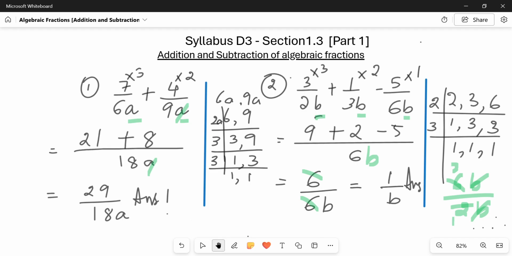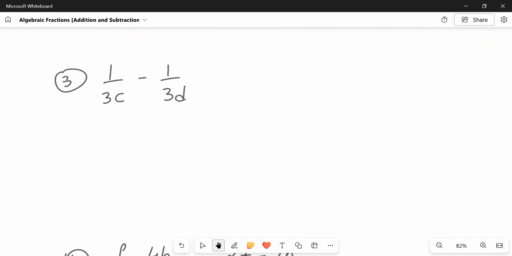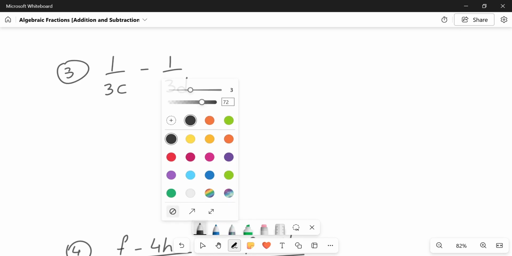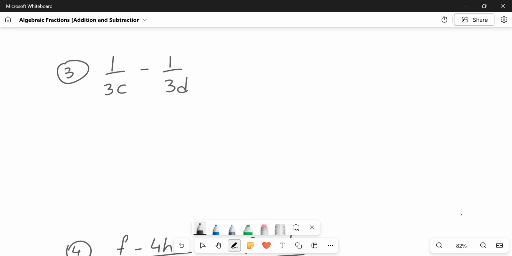Now the third one. Now the third one is the subtraction. But how are you going to solve it? It's the same thing. You need to bring the denominators the same. You can see that the denominators are 3 and 3 and C and D. The numbers are 3 and 3, right? So 3 is the LCM. And what about C and D? The C is a different variable and D is a different variable. So we're going to join them. So our final LCM answer is 3CD. Did you understand? Okay.